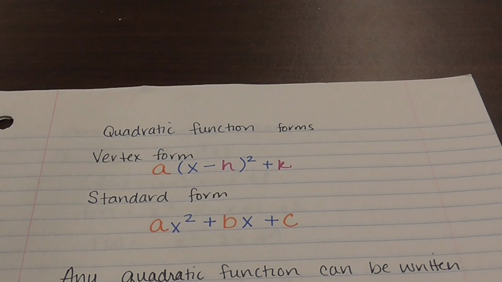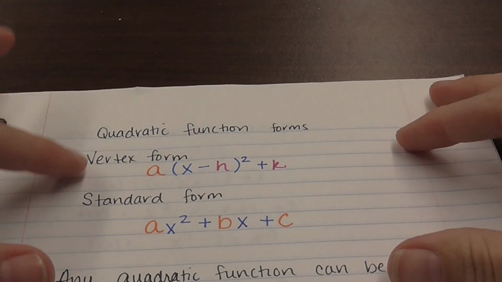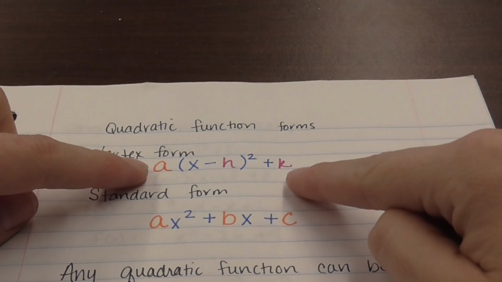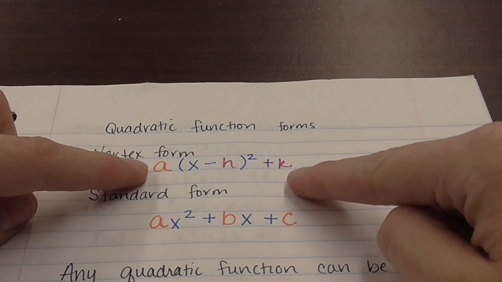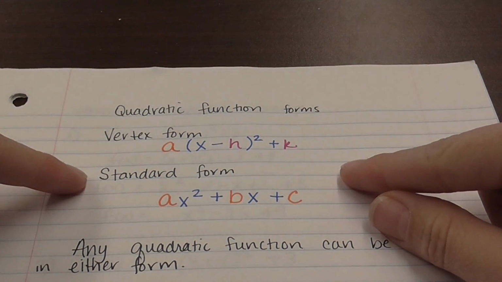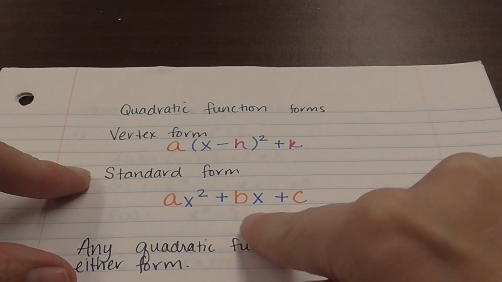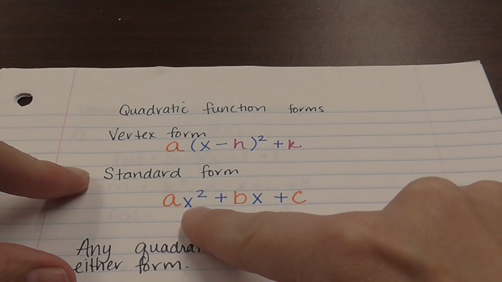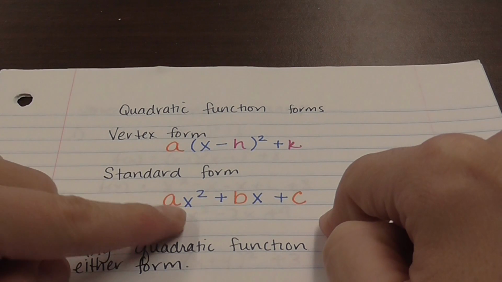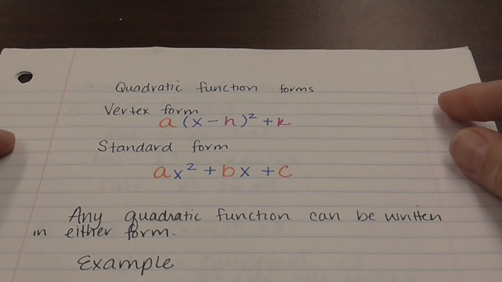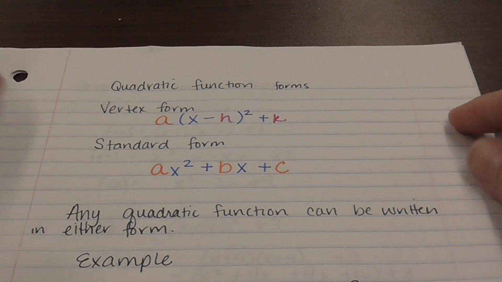Quadratic functions come in several different forms. Two of the forms we're going to look at are vertex form versus standard form. Vertex form is when you can see the vertex in the equation that you're looking at. Standard form is when it is multiplied all the way out and you arrange it in order from highest to lowest degree. So you've got your x squared first, then your linear term, and then your constant. Any quadratic function can be written in either form.